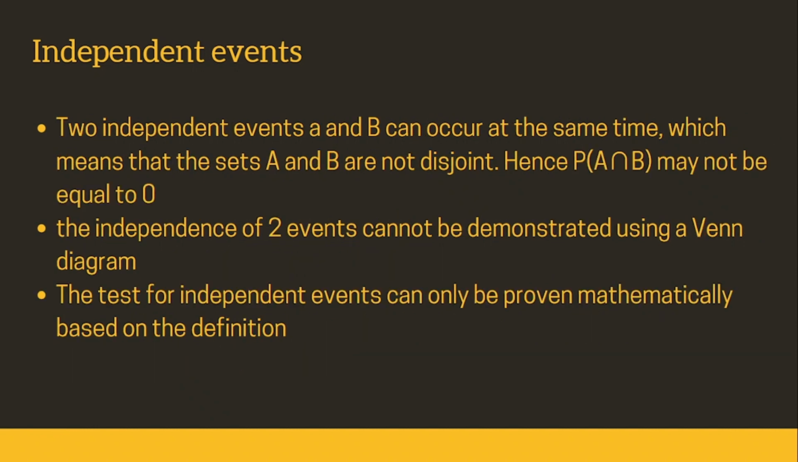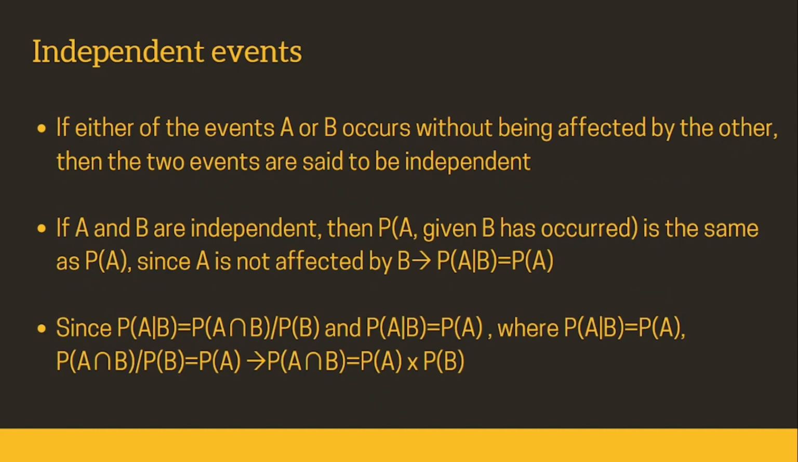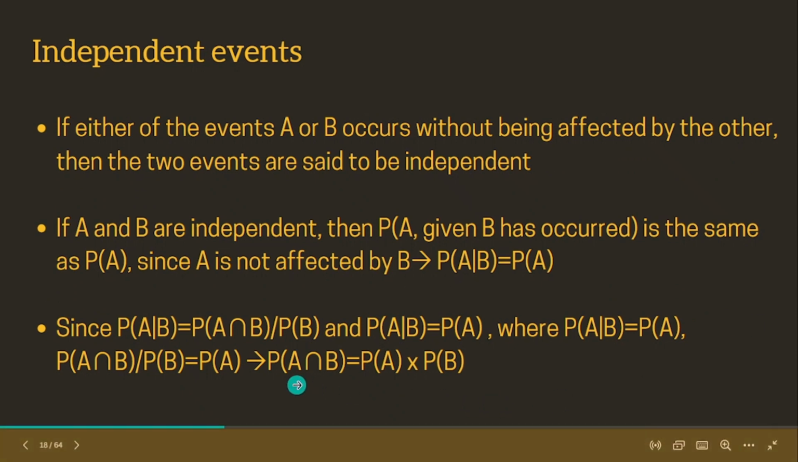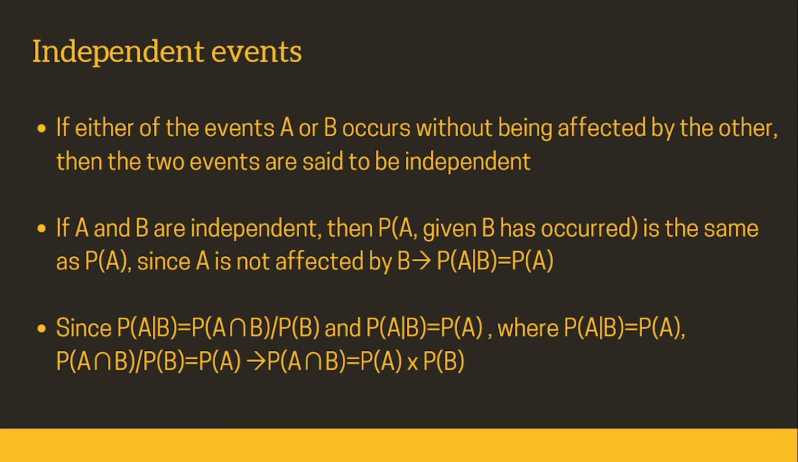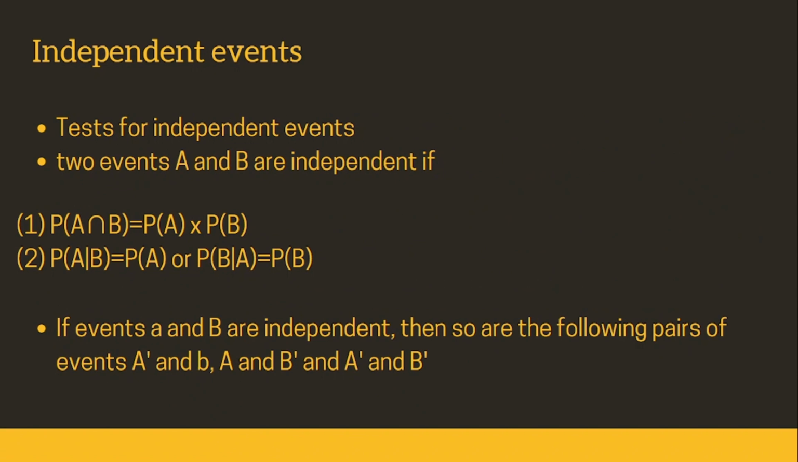So yeah, two independent events A and B can occur at the same time, which may mean that sets A and B are not disjoint, so the probability may not always be 0. And the independence of two events cannot be demonstrated using a Venn diagram. So the test of independent events can only be proven mathematically based on the definition. And what this definition is, this last line below, is that the intersection of A and B has the same probability as the probability of A itself multiplied by the probability of B itself. So yeah, that is how we test for independent events.